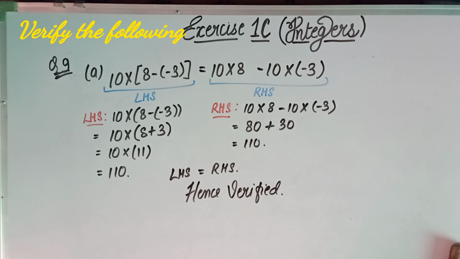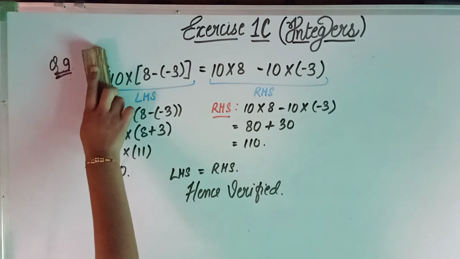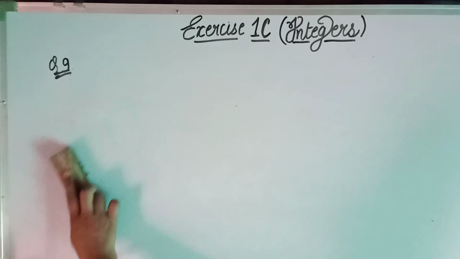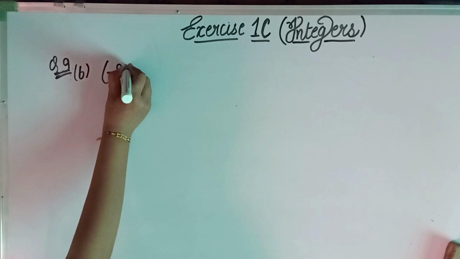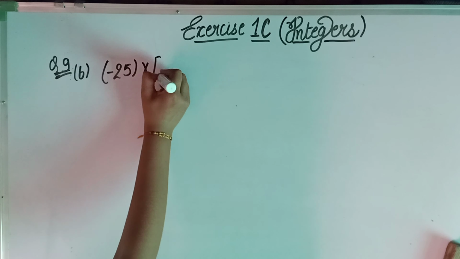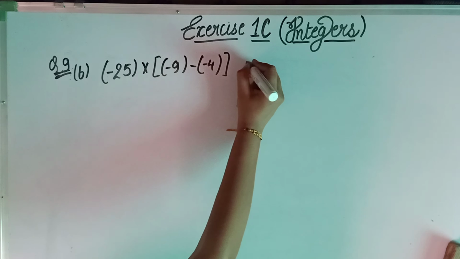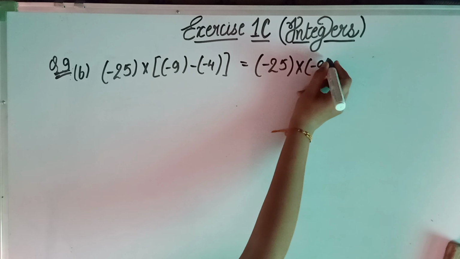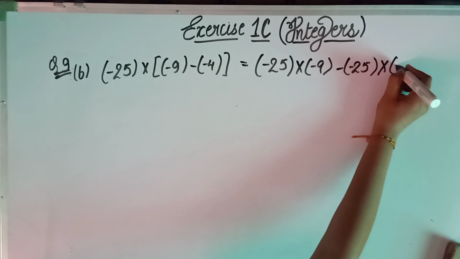Now we are moving ahead with the B part. For that I need to rub it. So let me rub. So 9th B, we have minus 25 into minus 9 minus minus 4, okay, and here minus 25 into minus 9 minus minus 25 into minus 4.